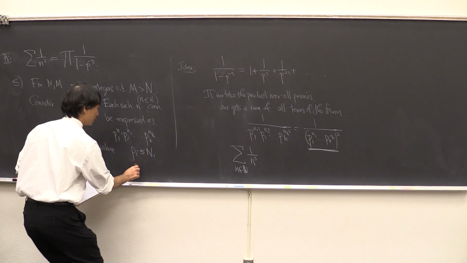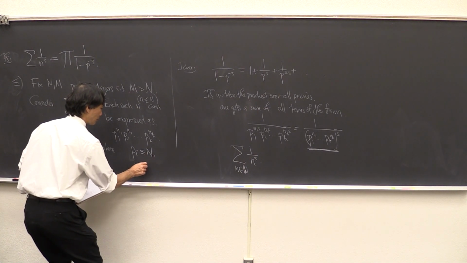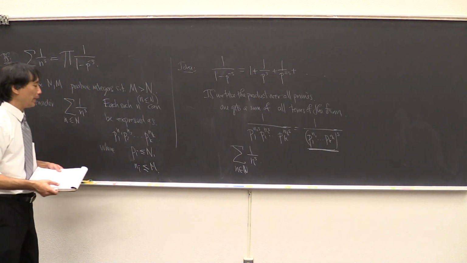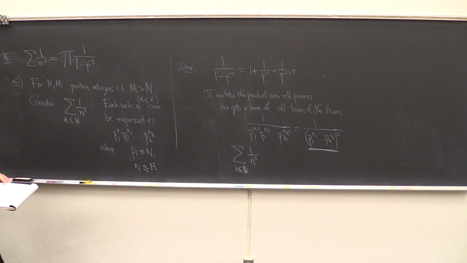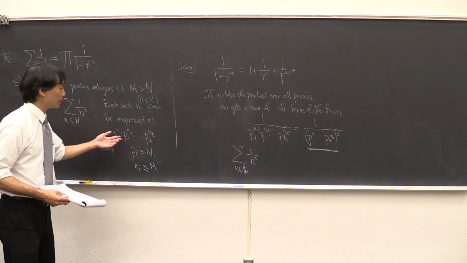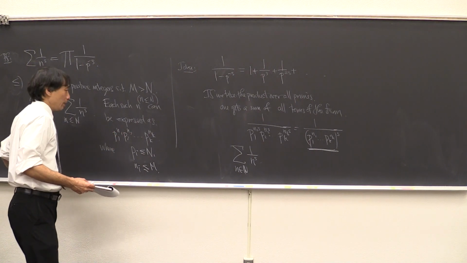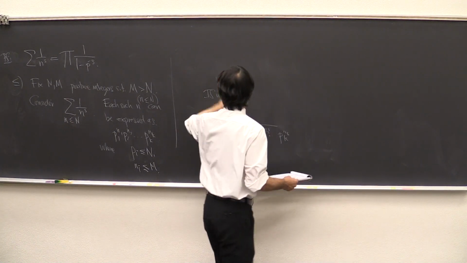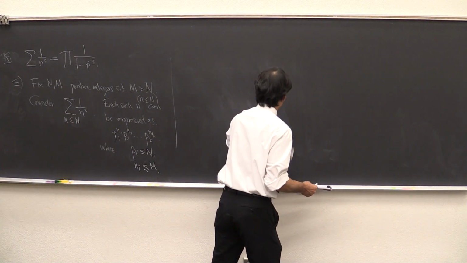And further, the powers all have to be less than or equal to m, where m is bigger than n, because otherwise you get something bigger than N. Okay. So what does that tell you?